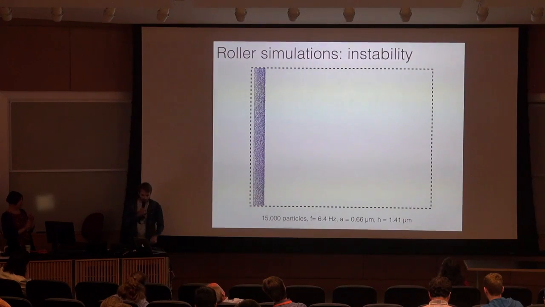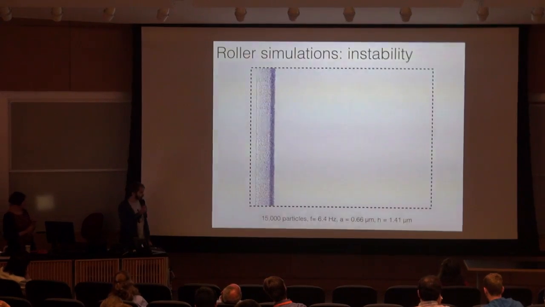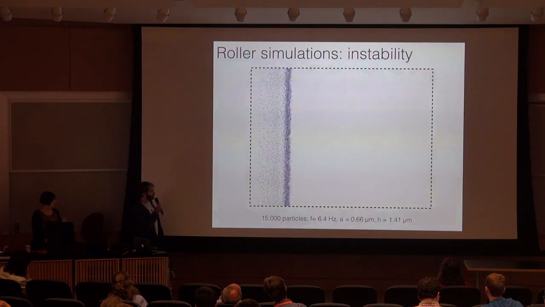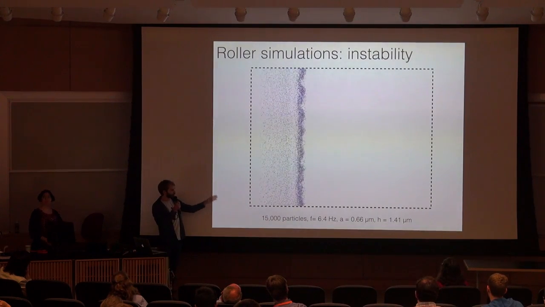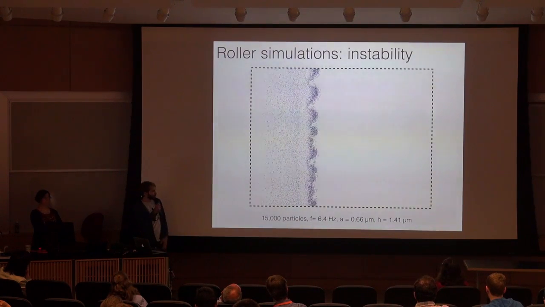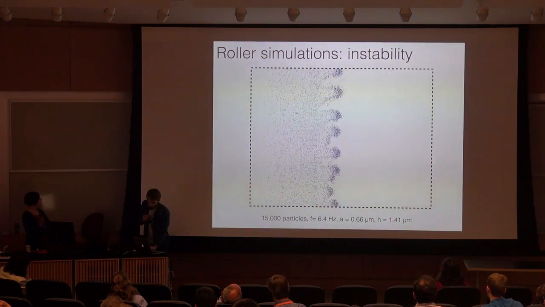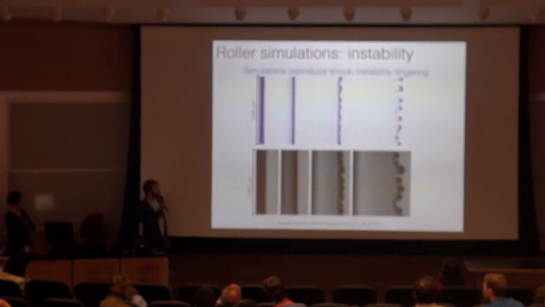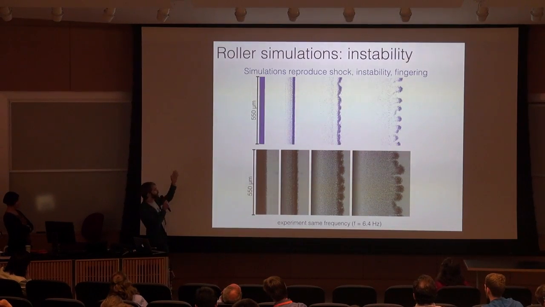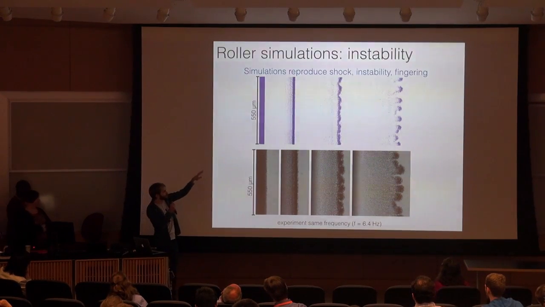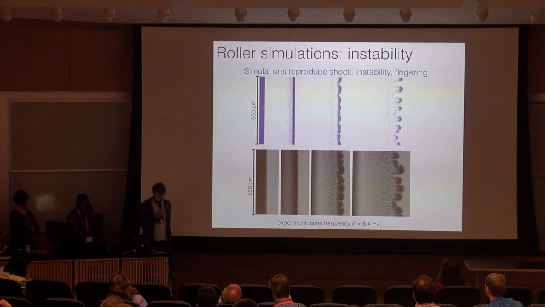So here is, for instance, an example of a simulation, where we have 15,000 particles. All the parameters are the same as in the experiment. So I let the video go. And basically, you see that with our simulations, we recover all the features of the experiment, namely the formation of the shock, then the shock destabilizes, and then the fingering.